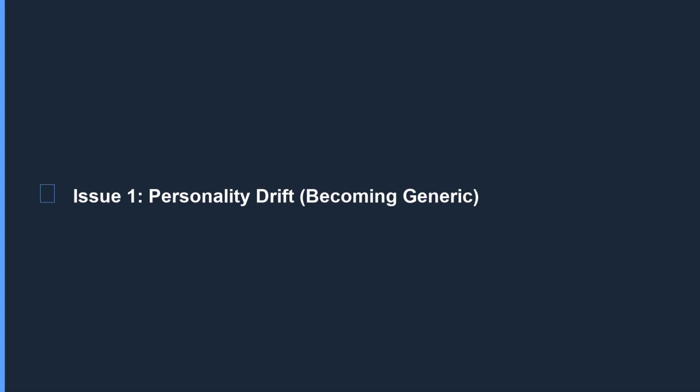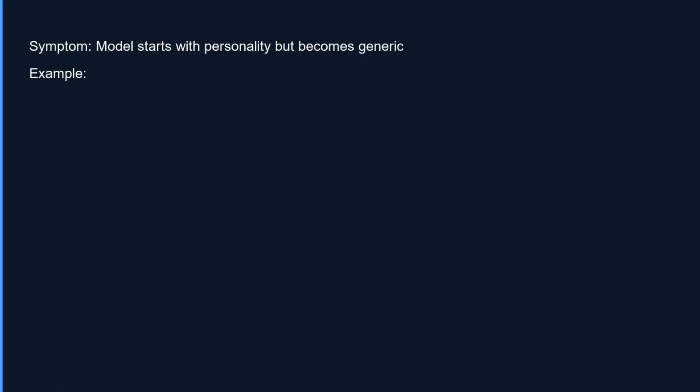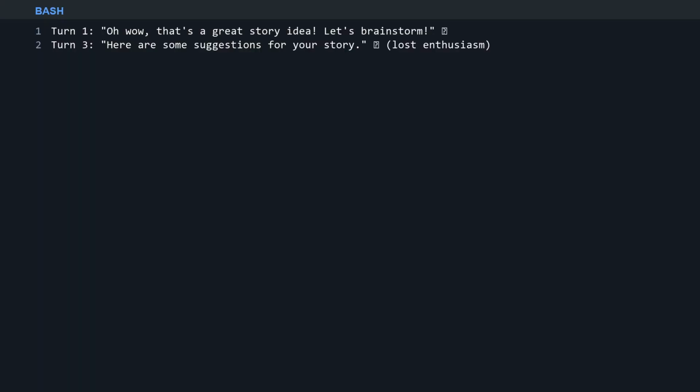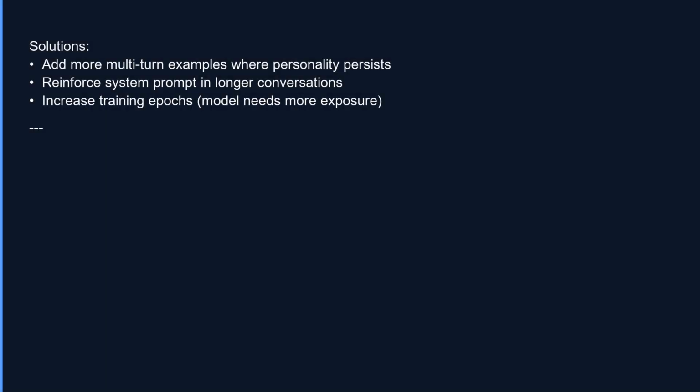Let's now look at issue 1, personality drift, becoming generic. Symptom: the model starts with personality but becomes generic. Example. Here's the bash code for this section, starting with turn 1. Oh wow, that's a great story idea. Let's brainstorm. Solutions: add more multi-turn examples where personality persists, reinforce the system prompt in longer conversations, and increase training epochs, since the model needs more exposure.